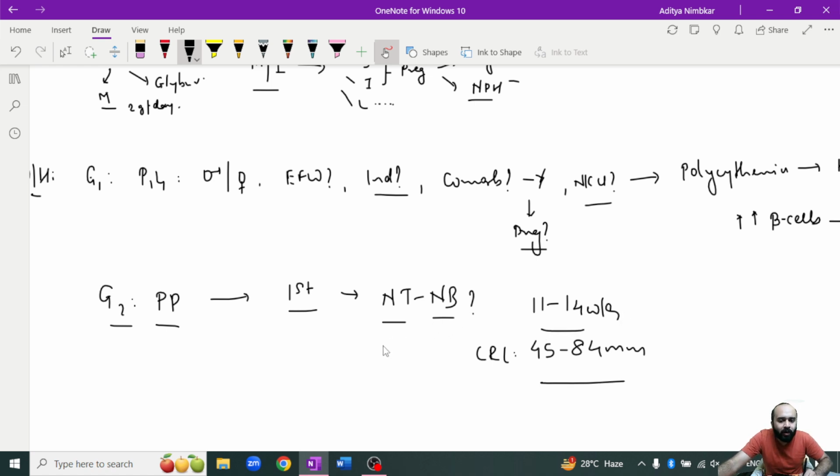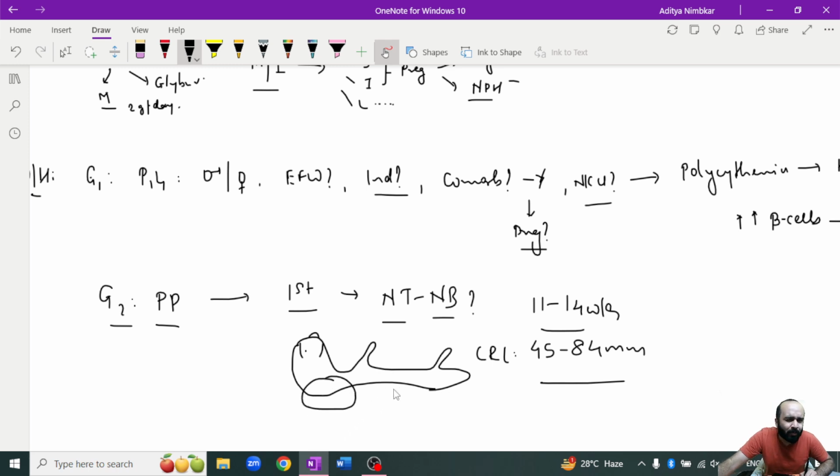NT stands for nuchal translucency. If this is your fetus, it's a very poor diagram, if this is your head, these are your hands, these are your legs, these are your eyes, nose and mouth. Nuchal translucency is basically the translucency of this area. It is something like edema, a very easy way to understand it. It is a dependent part of that fetus, and if edema collects here, it shows that there is something leading to edema.